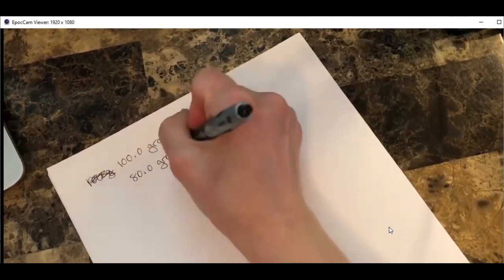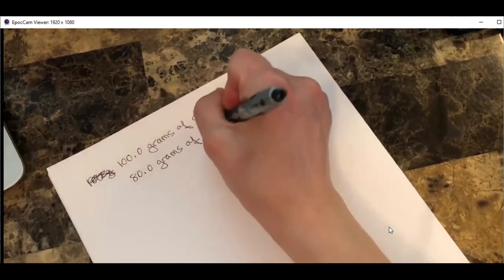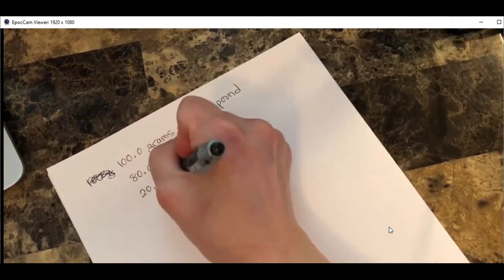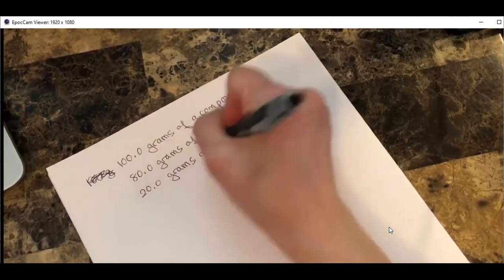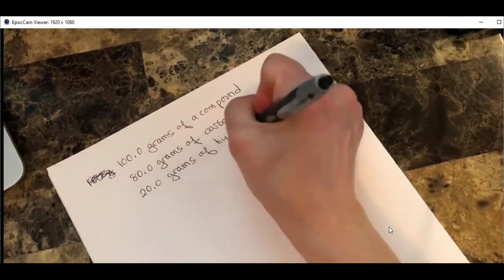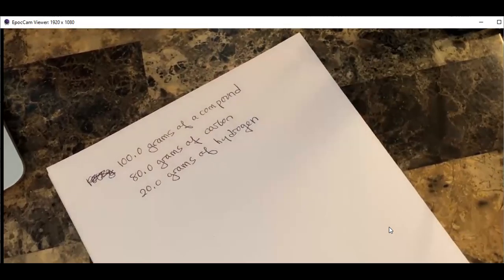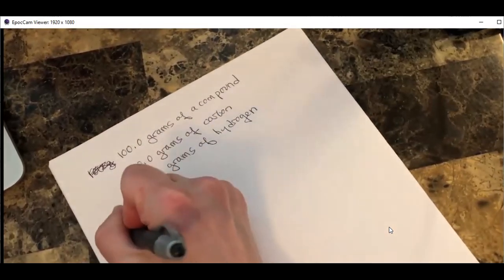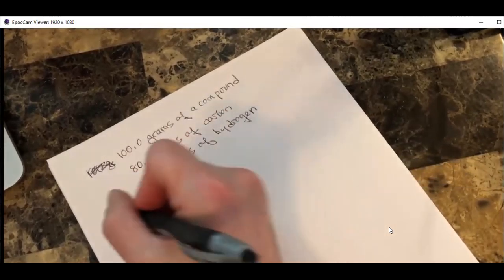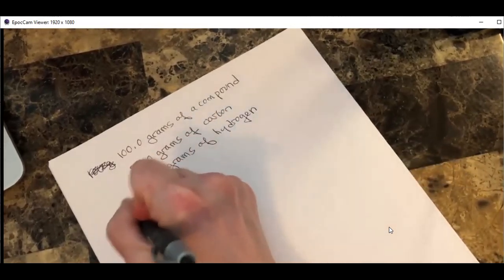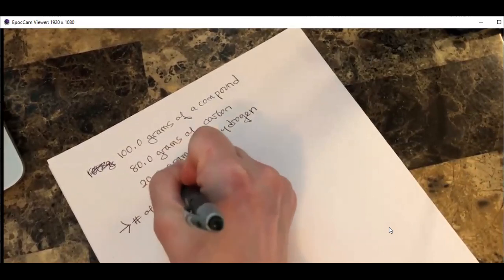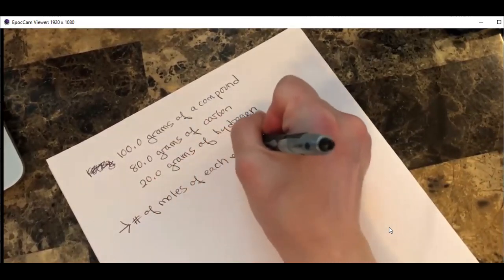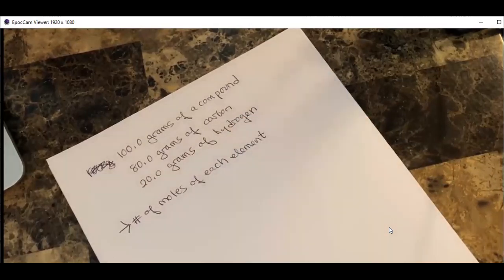grams of carbon and 20 grams of hydrogen. Okay. First of all, let's figure out how many moles of each element we have. So number of moles of each element. Okay.